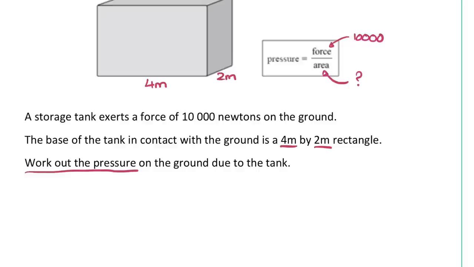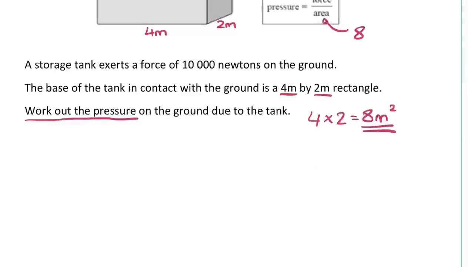To work out the area of a rectangle, we just multiply the length by the width. So 4 times 2 is equal to 8. That'd be 8 metres squared. That's the area of the base. So in our fraction here, which is given to us, we have the number 8. To work out the pressure, I need to do 10,000 divided by 8.